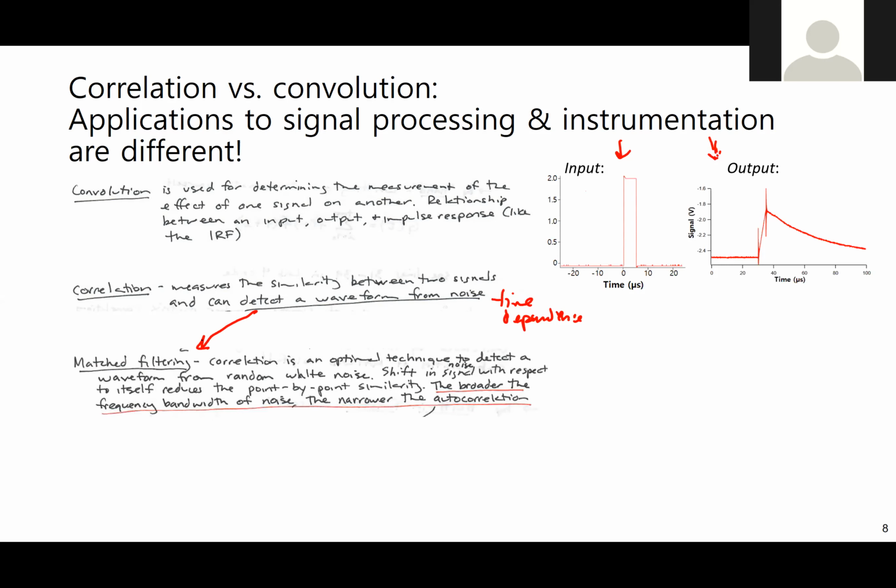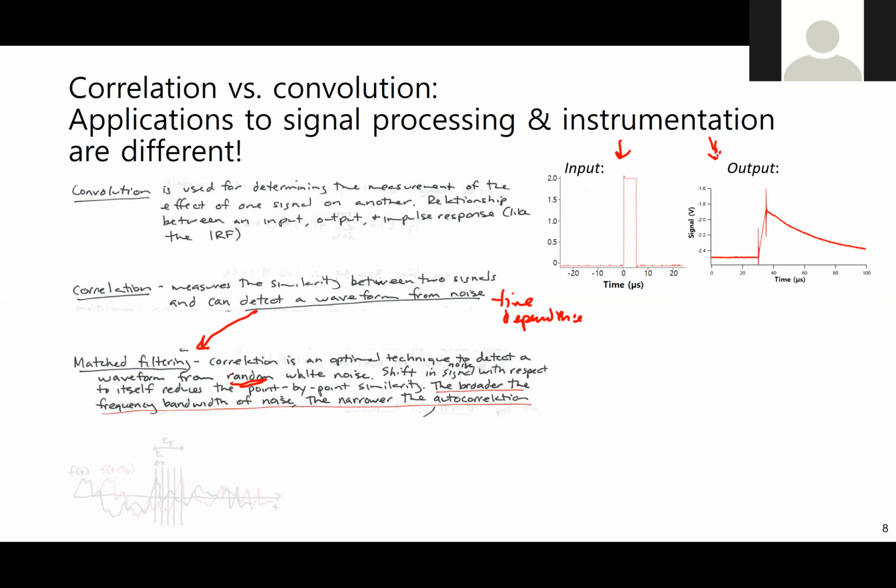And that's because for the randomness of white noise, if you're shifting that signal with itself, if it has a very broadband frequency response, you'll have a very fast decay. The broader band of the noise, the narrower the autocorrelation will be.